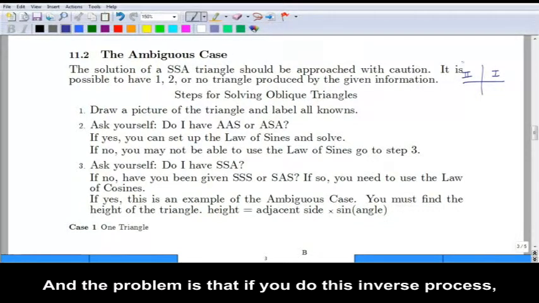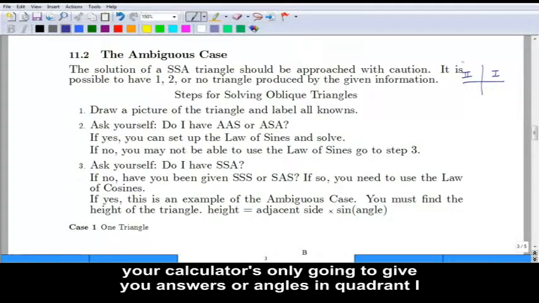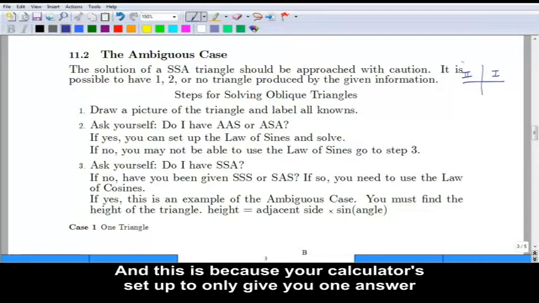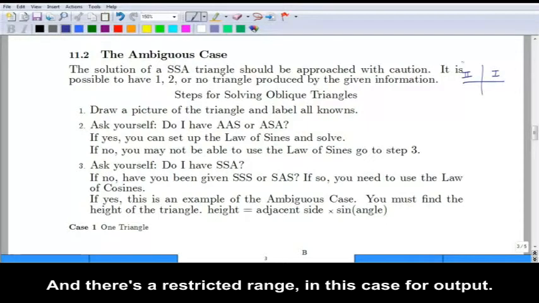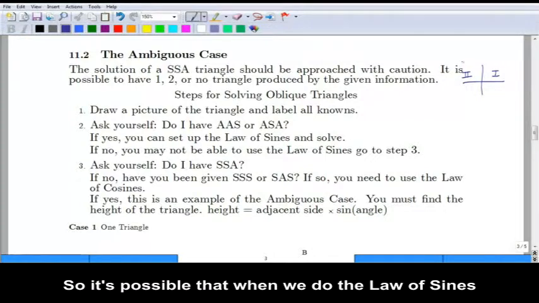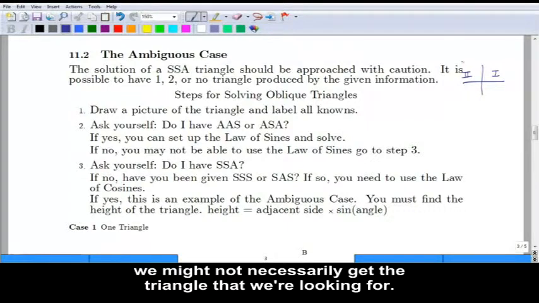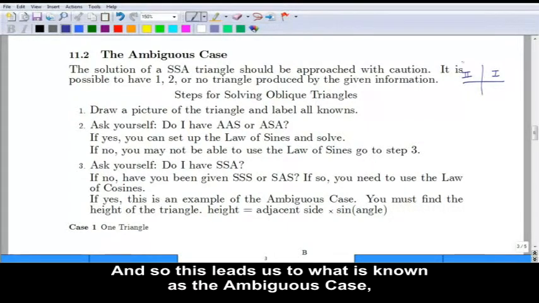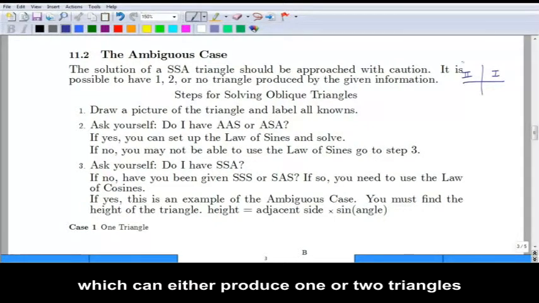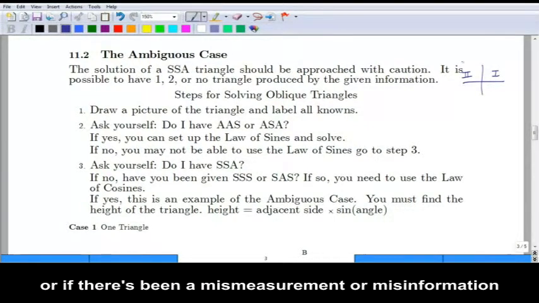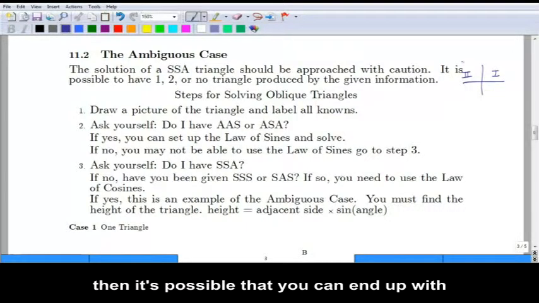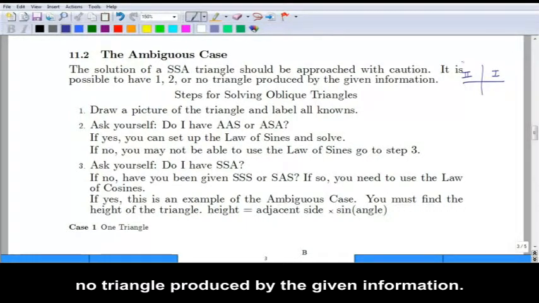And the problem is that if you do this inverse process, your calculator is only going to give you answers or angles in quadrant 1 when the values are positive. This is because your calculator is set up to only give you one answer. It's set up to deal with functions, and there is a restricted range, in this case, for outputs. So it's possible that when we do the law of sines, we might not necessarily get the triangle that we're looking for. And so this leads us to what is known as the ambiguous case, which can either produce one or two triangles, or if there's been a mismeasurement or misinformation, then it's possible that you can end up with no triangle produced by the given information.